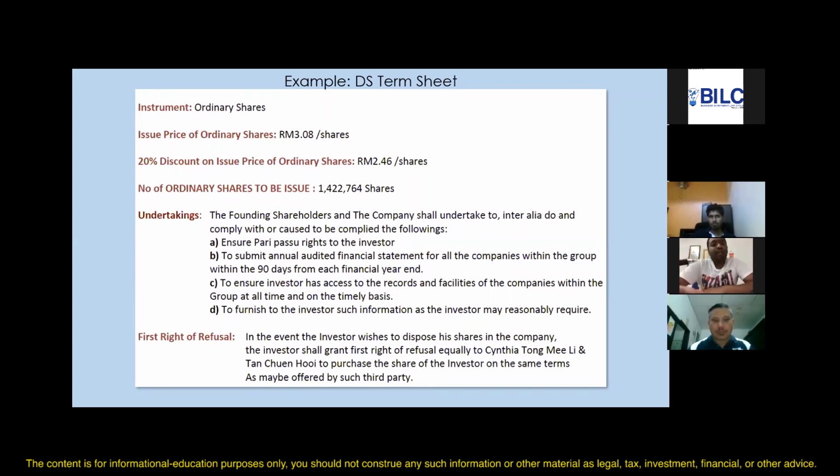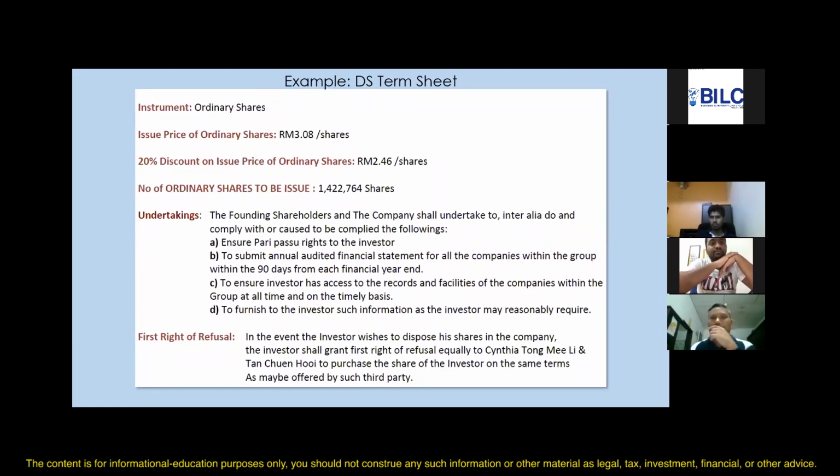Obviously, whenever you do an investment, a term sheet always captures a number of things. One of them would be the undertaking. What are the undertakings by each person? This essentially determines the roles and responsibilities. Then from there on, you also have the first right of refusal. More often than not, you will want the company to buy off your shares, or you will want to buy off the company's shares, vice versa, depending on the situation. Based on this, you will also be able to identify what the risk is going into the investment and whether you want to invest or not.